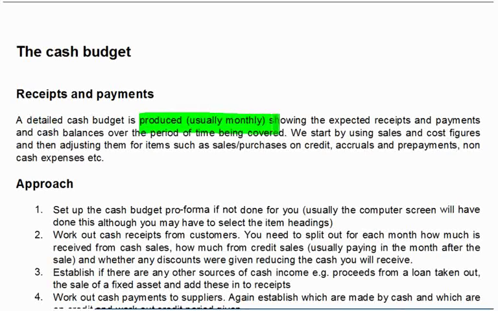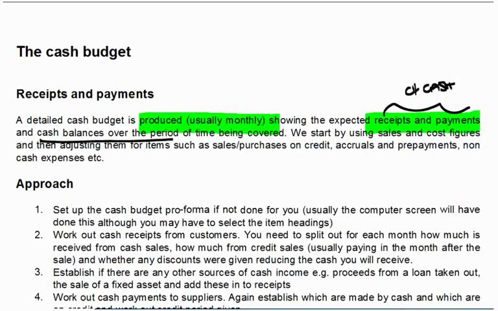A monthly cash budget produced with receipts and payments of cash. Okay, and that's going to give you cash balances at the end of each period of time.